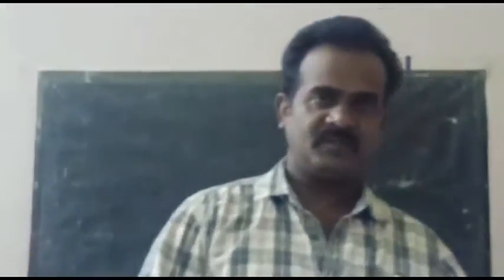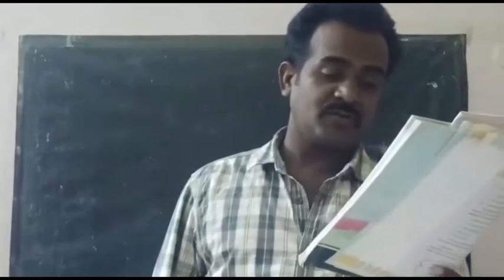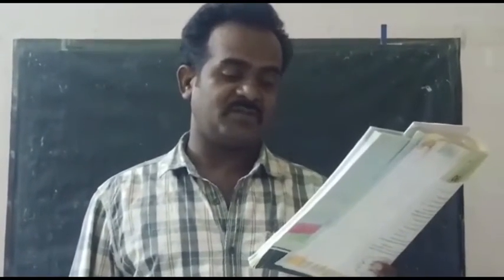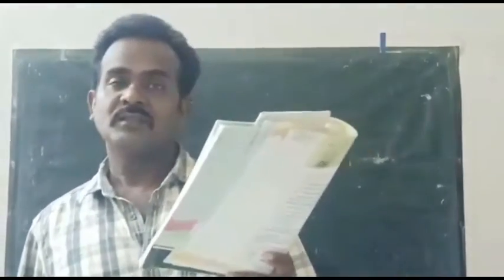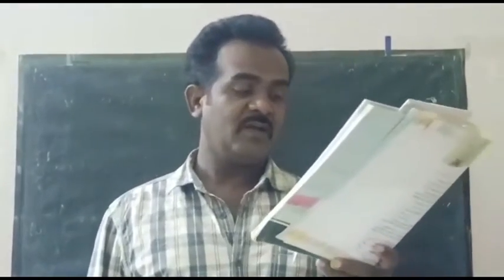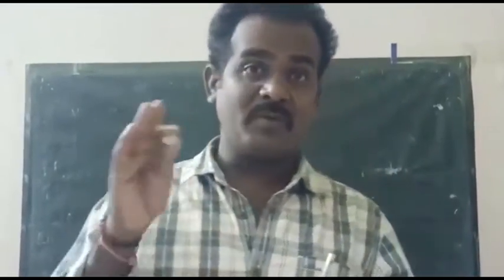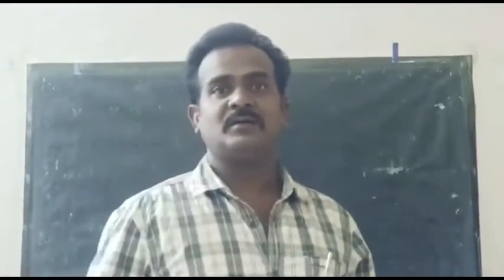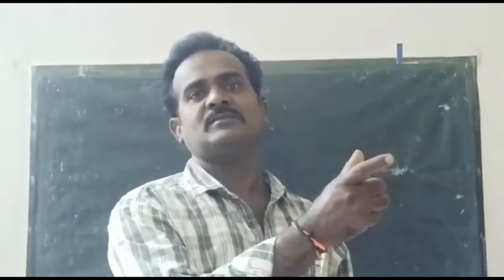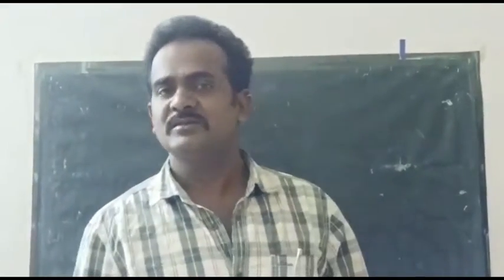Example 1, in our textbook, page number 125. Sachin and Sehwag scored 137 runs together. Express the information in the form of an equation. Here there are two persons, and the two persons' runs total 137. That means the first person and the second person, the sum of both is equal to 137 runs.